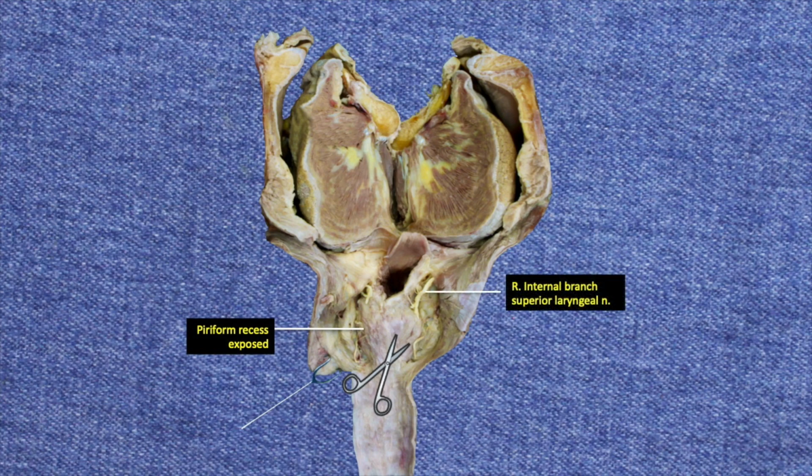The one entering the piriform recess from above is the internal branch of the superior laryngeal nerve. This will be sensory to above the vocal cords. It is responsible for the cough reflex. That is, when a food item enters the larynx, contact with the mucosa of the larynx, which is innervated by this nerve, triggers a cough in an effort to expel the food item.